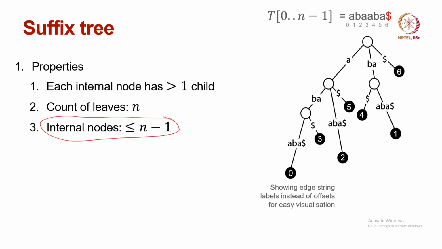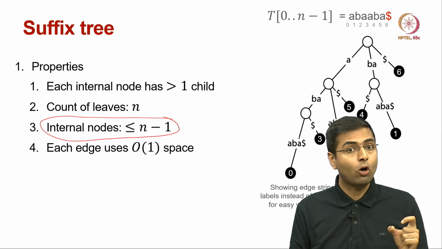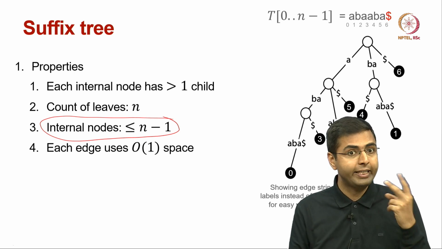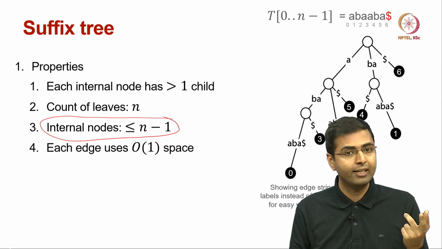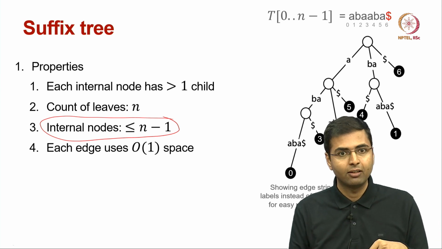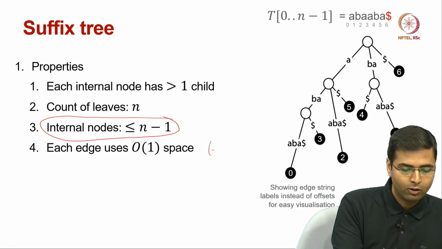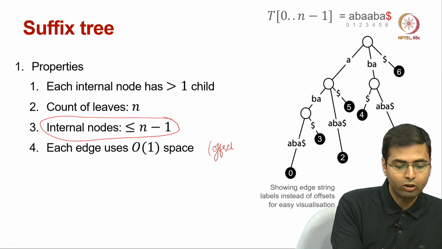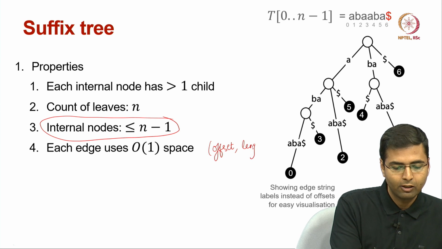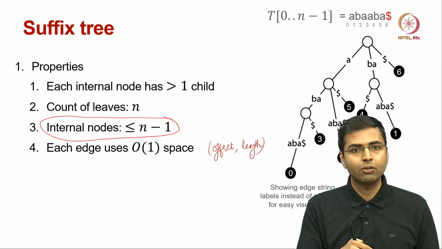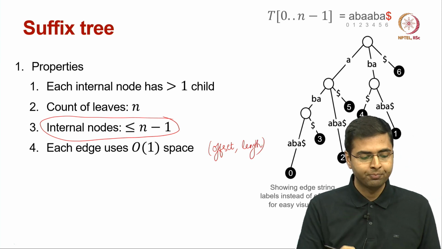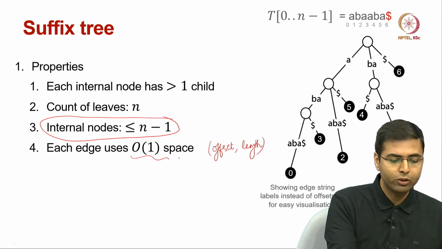So, this is a very crucial property to argue that the space requirements of the suffix tree are going to be linear, because observe that each edge uses order 1 space, because for each edge we are storing 2 numbers, that is the offset and the length of the string. So, this is constant. Instead of string labels we are storing these offset-length tuples, therefore, each edge uses order 1 space.